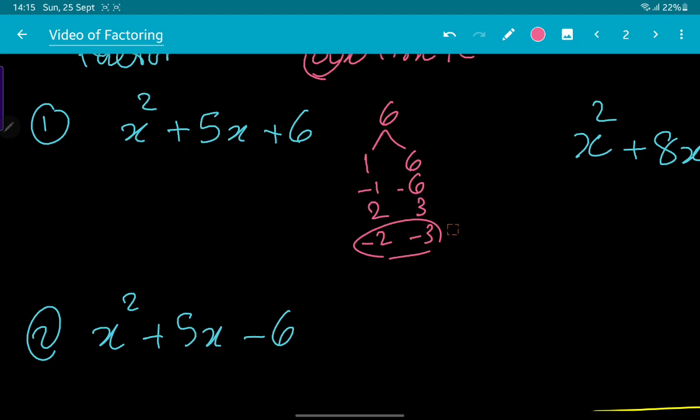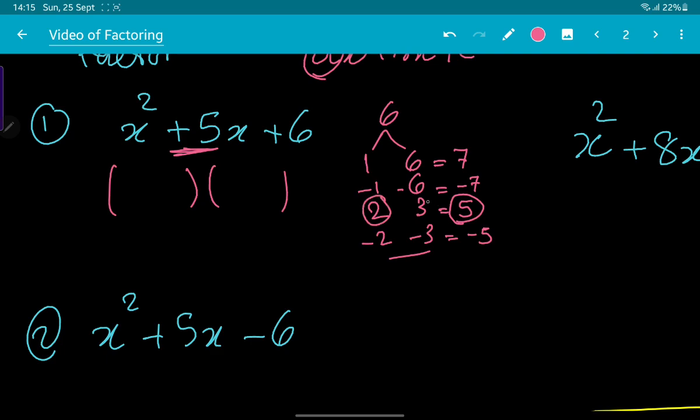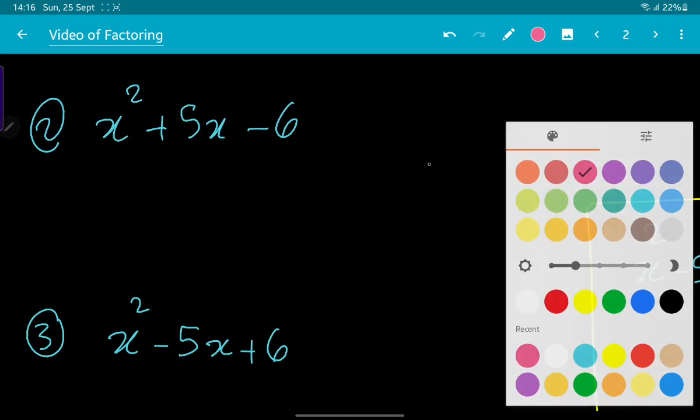Then, as you used the c here, you should now use the 5 here. How? By adding each pair. Adding 1 and 6 will be 7. Adding this, negative 7, this is 5, and this is negative 5. Look here, you will find your target here. So now 2 and 3 will be the answer, positive 2 and positive 3. Different one, this is negative 6.